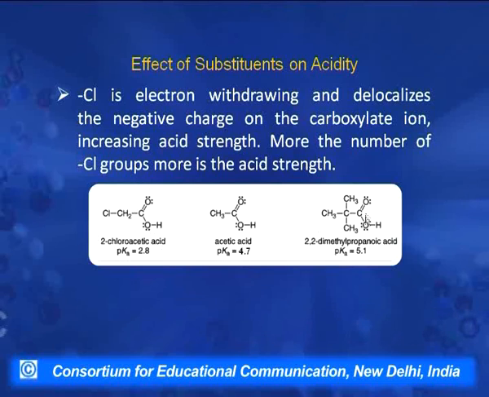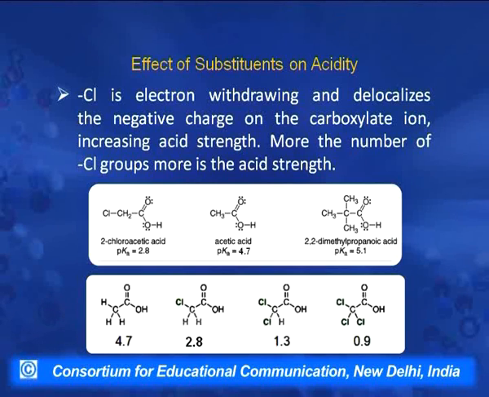If there are alkyl groups substituted over this carbon, like we have taken here 2,2-dimethylpropanoic acid, we can consider that all the 3 hydrogens of acetic acid have been substituted by methyl groups, and these methyl groups are electron releasing. So there is a net electron release from this carbon towards the carboxylate anion. So it should be a weaker acid than acetic acid, and it is found to be true. Here the pKa value is 5.1, making it less acidic.